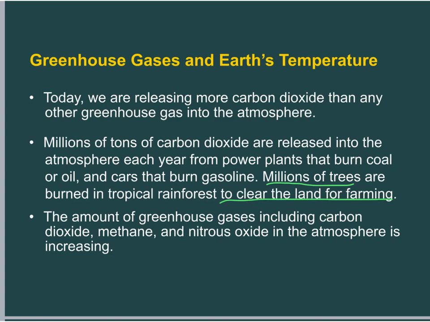So those natural filters we have in the form of trees and plants, if we're cutting those down to make way for more methane and carbon dioxide producing farms, we're kind of shooting ourselves in the foot twice there, because less trees is a bad thing in terms of reducing CO2. So the amount of greenhouse gases, including carbon dioxide, methane, and nitrous oxide in the atmosphere, is increasing. Just the overall tonnage, right? We're putting more in than we ever have at any other rate in history.